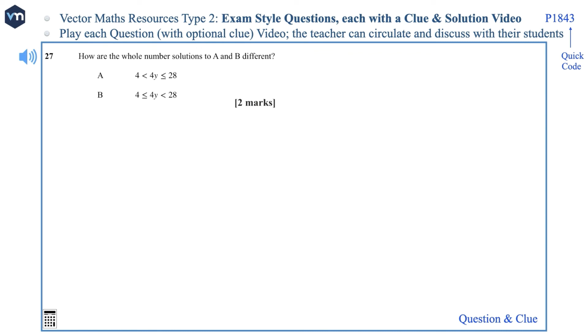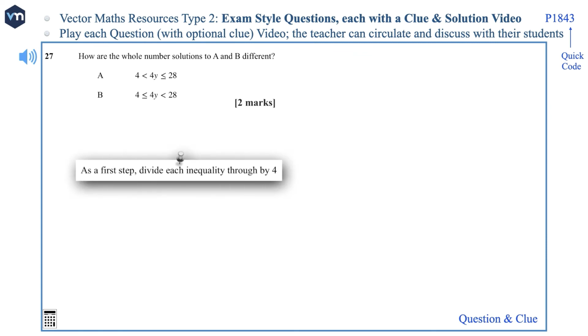Question 27. How are the whole number solutions to A and B different? A is when 4y is greater than 4 but less than or equal to 28. B, 4y is greater than or equal to 4 and less than 28. As a first step, divide each inequality through by 4.